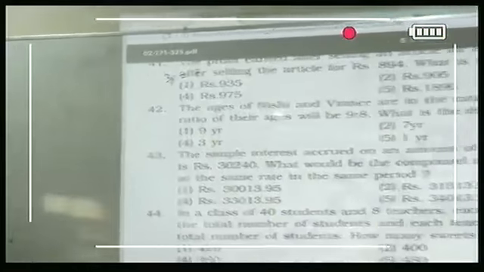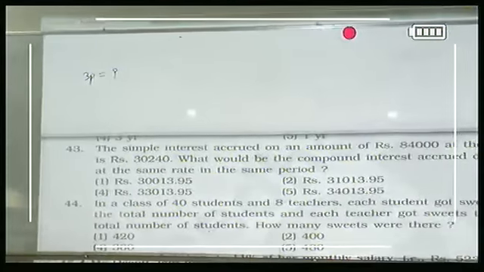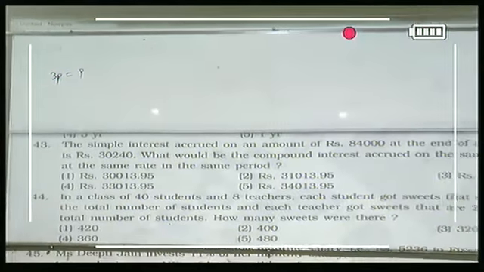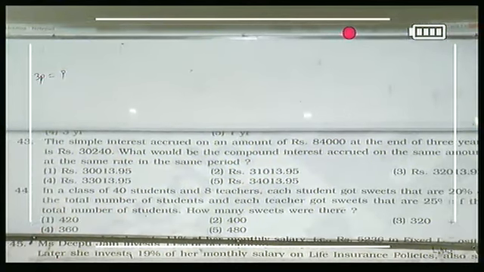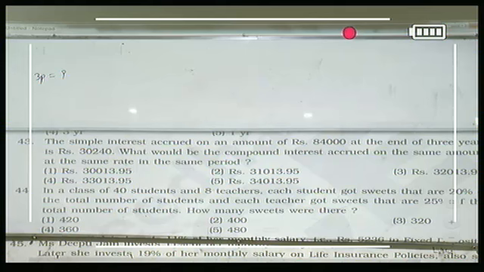Next, 43. The simple interest accrued on an amount of 84,000 at the end of 3 years is 30,240. What would be the compound interest accrued on the same amount of money at the same rate of interest for the same period of time?